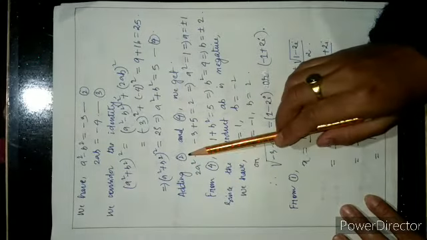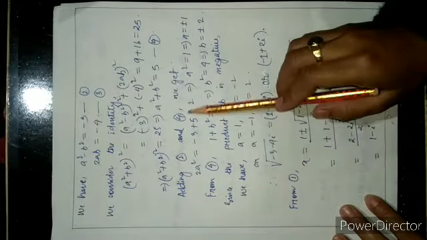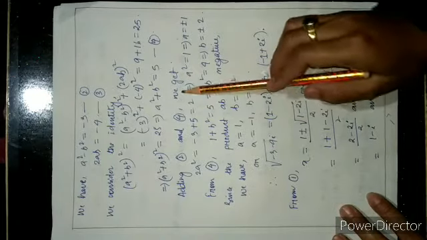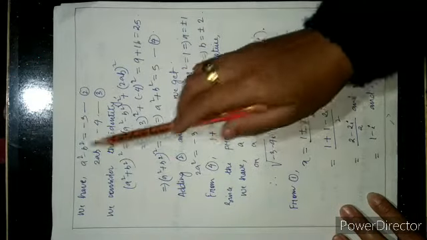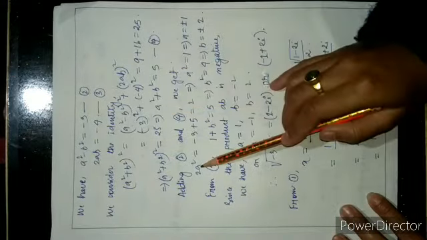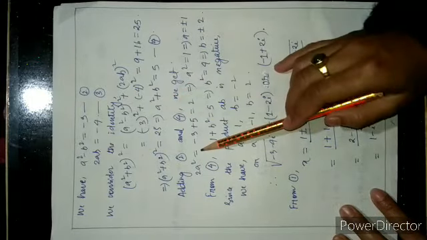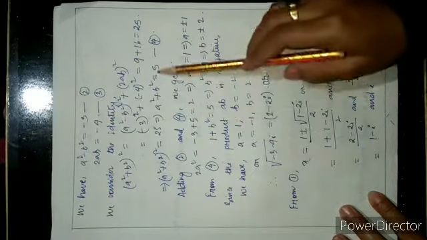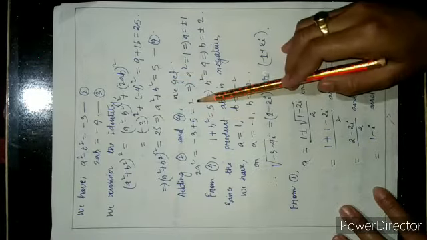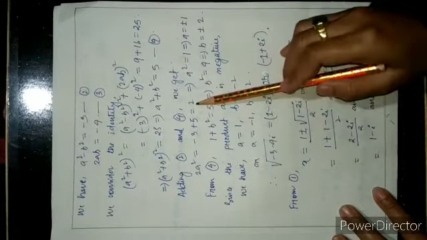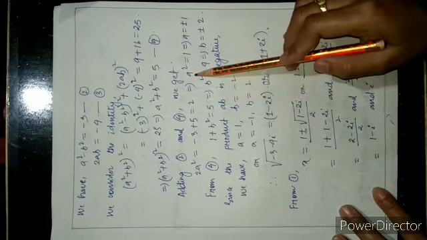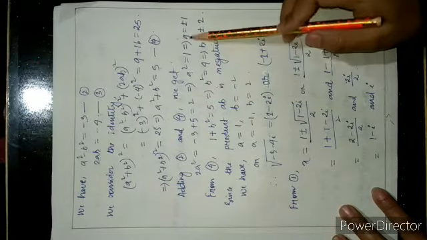First, adding equation number 2 and equation number 4. We get a square plus a square, 2 times a square. Cancelling minus b square and b square. Minus 3 plus 5 is equal to plus 2. 2 times a square is equal to 2, which implies that a square is equal to 1.